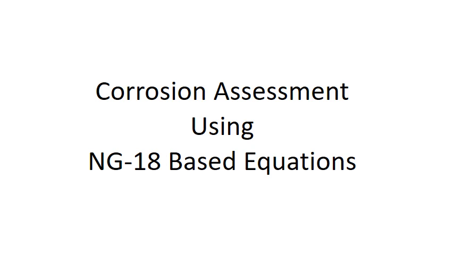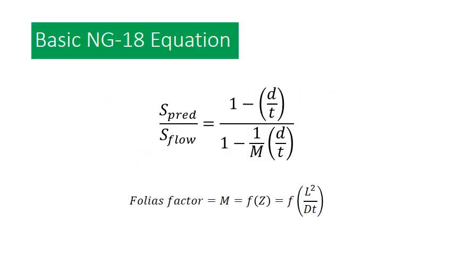But I'm not quite done giving NG18 a bruising, so let's see what happens. So here we have our basic NG18 equation. Those of you familiar with this will know it as the ASME B31G or the DNV F101 equations, but pretty much stripped down of the correction factors for shape and such. We have a remaining strength, which is the predicted strength of a corrosion flaw divided by the flow strength of the material. And that's equal to 1 minus d over t, where that's the flaw depth ratio, depth divided by wall thickness, and everything over 1 minus 1 over M, d over t.